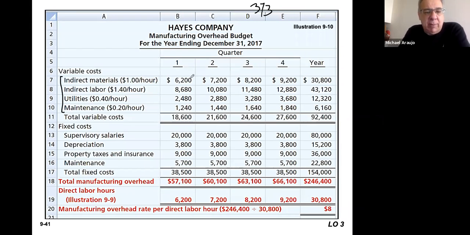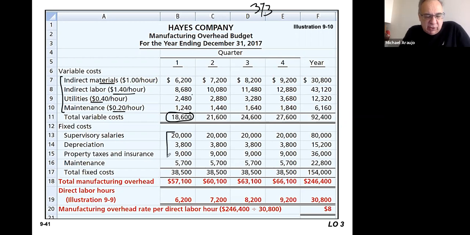So if you remember from the previous budget, we had calculated in the first quarter 6,200 labor hours. And so for indirect materials, $1 per hour, 6,200. $1.40 per hour, so that's 6,200 times $1.40 will give us the 8,680. 40 cents per hour for utilities times 6,200 gives us the 2,480. And the 20 cents per hour for maintenance times the 6,200 gives us 1,240. So our variable costs for the first quarter will look like this, 18,600.